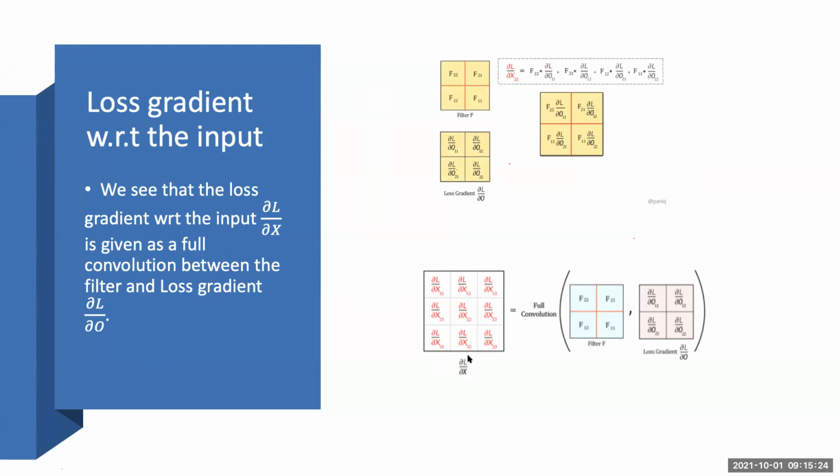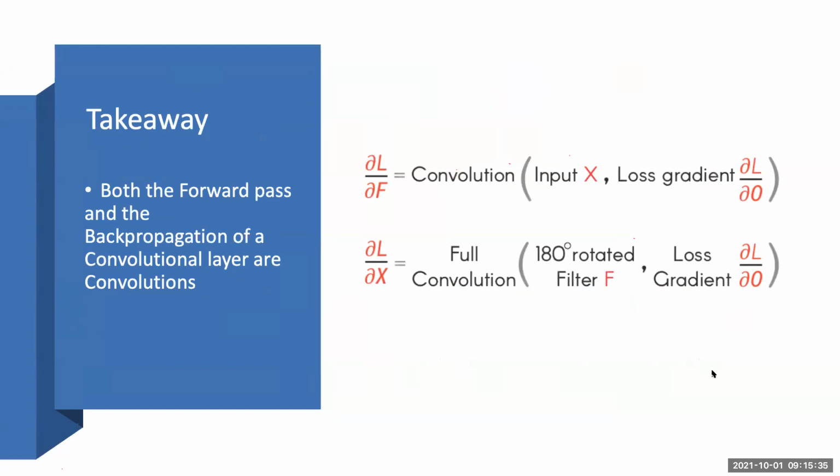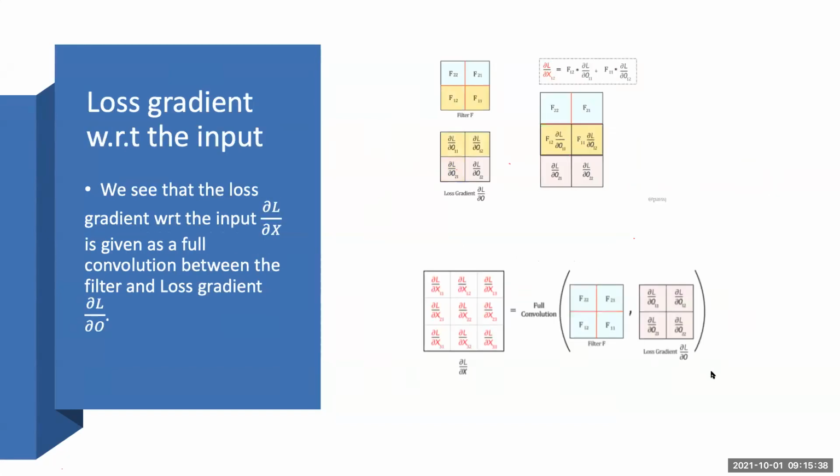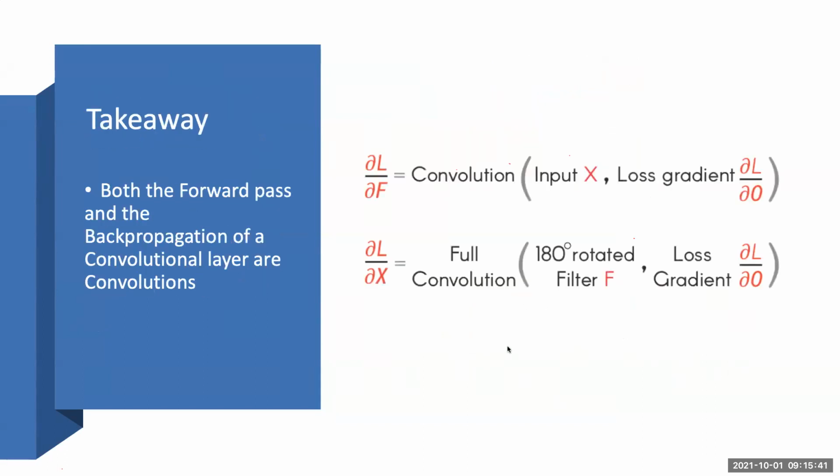And so the dL/dX, which is the loss gradient with respect to the input, would be a full convolution of the filter with the loss gradient. Remember that for filters, which we first of all covered, the loss gradient with respect to the filter would be a convolution of the input and the loss gradient. And then the loss gradient with respect to the input X would be a full convolution between a 180-degree flipped filter and the loss gradient again. I hope this makes sense.